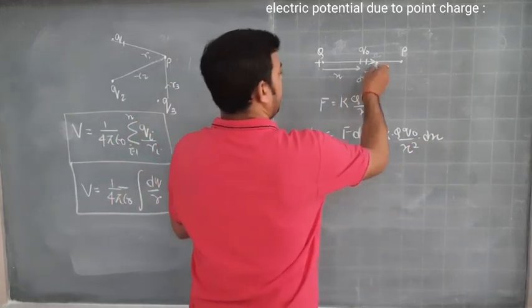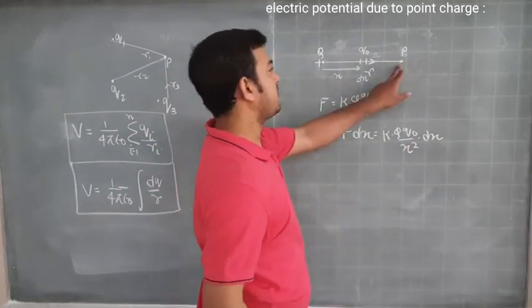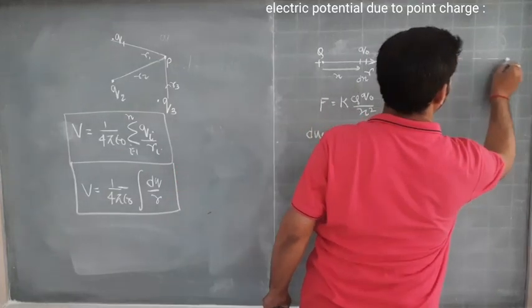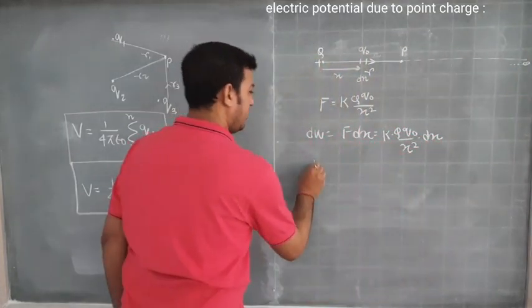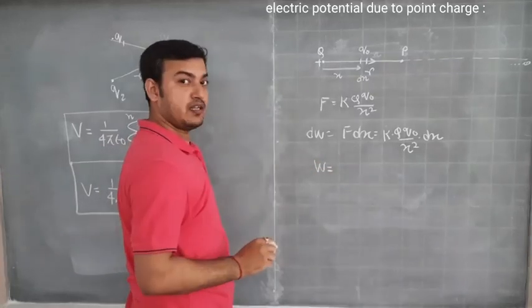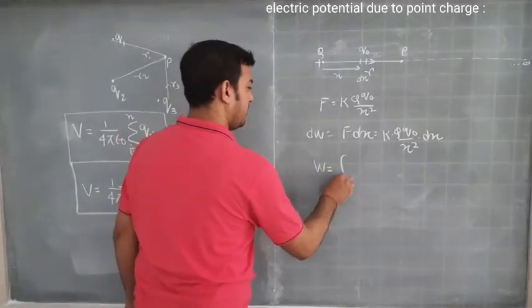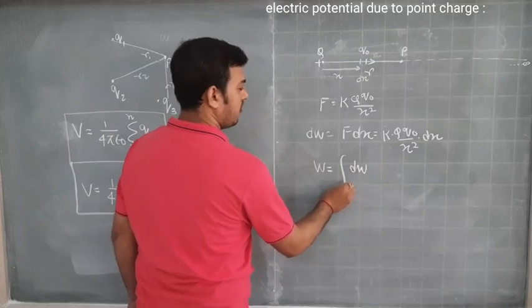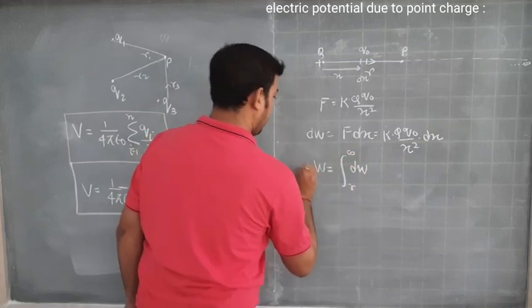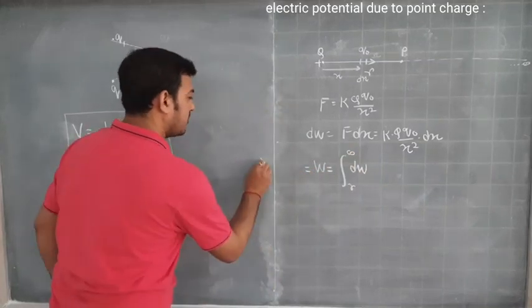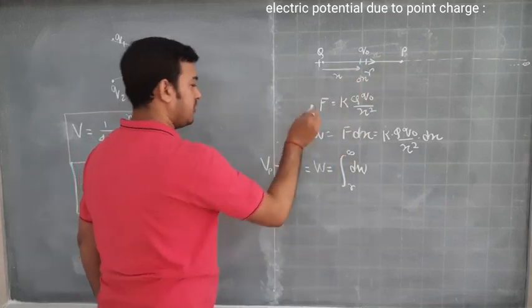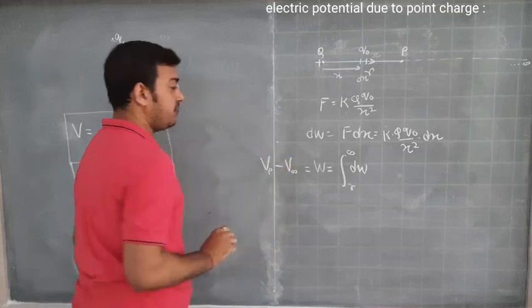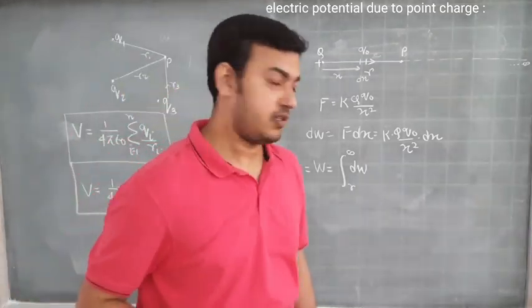Now, if I need the potential at this point, say my test charge moves from this point to a point at infinity, then the net work done in that process will be integration from R to infinity, and this will give me the potential at this point P minus the potential at infinity as per the definition.